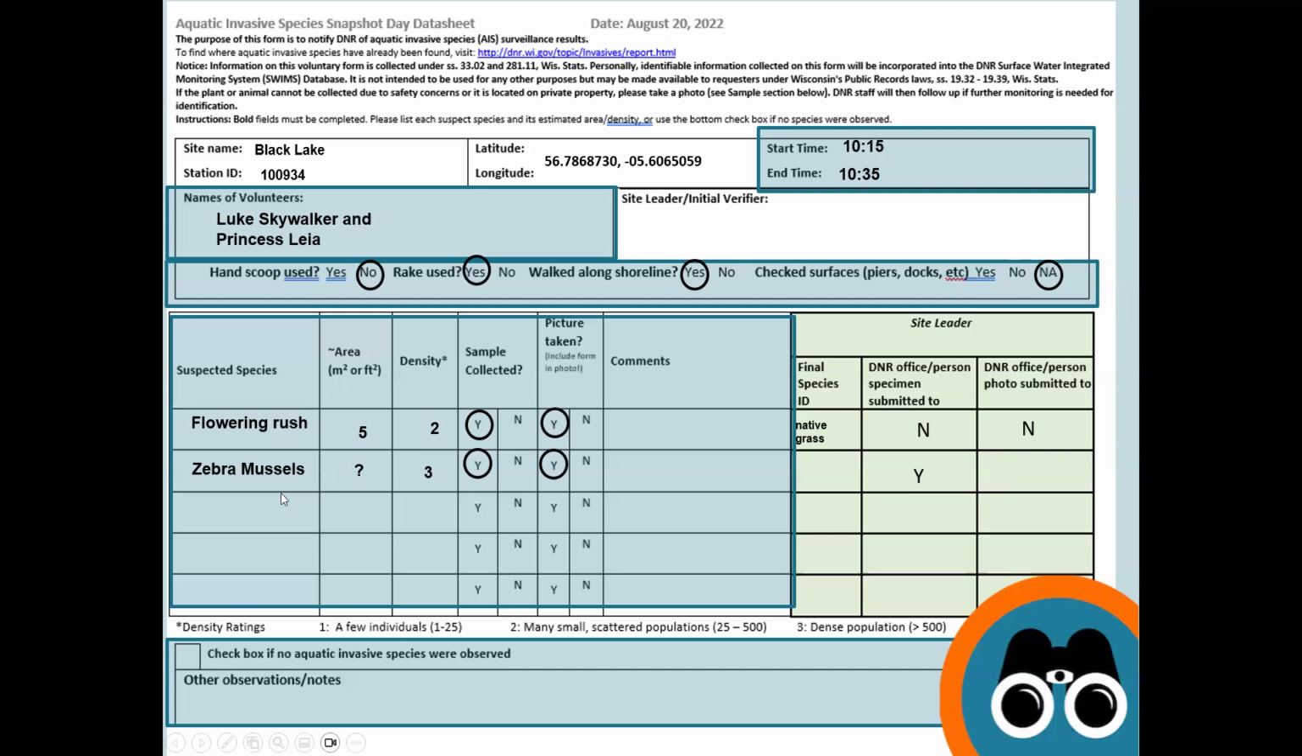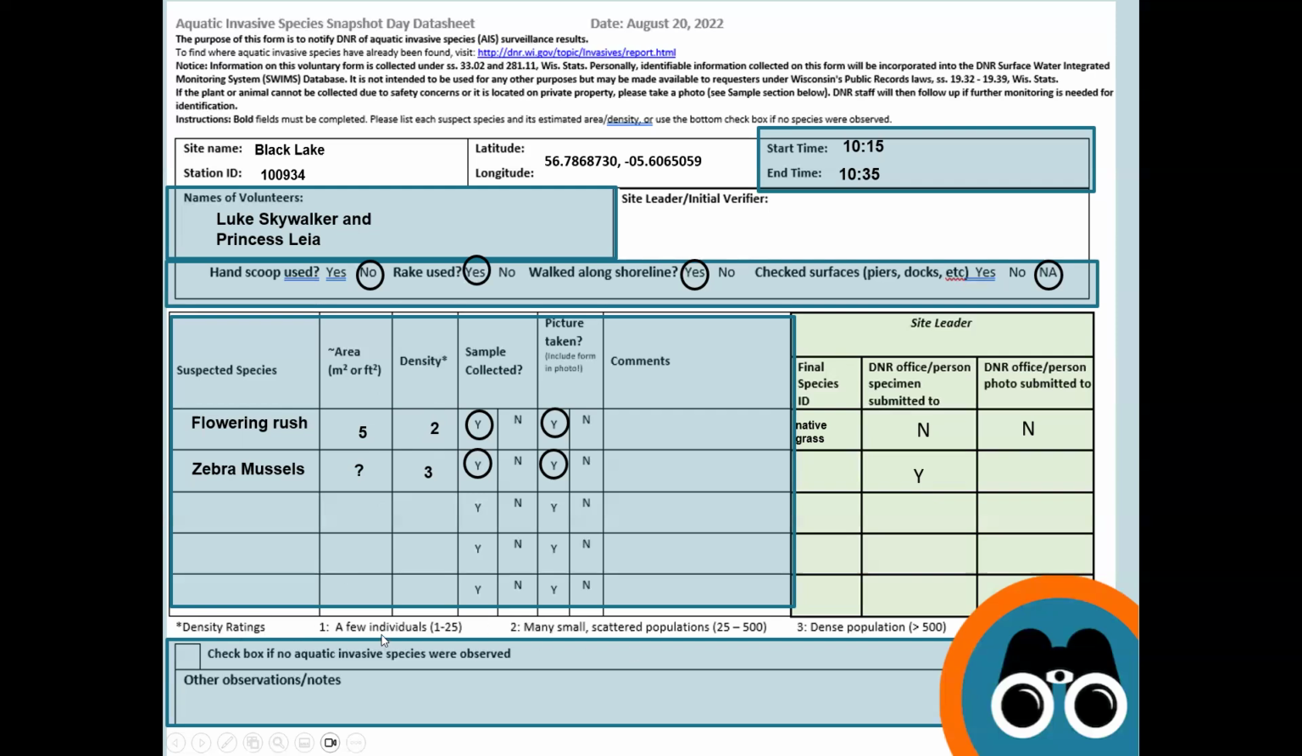And then in this next section, this is where you're going to put any suspect AIS you think you found. Just make your best guess here. So in our example, we have someone who thinks that they found flowering rush. We're estimating an area here, this person's estimating 5. Make sure you include units. I didn't in this example, but you should, if you're talking about feet or meters, whichever one that you're comfortable with. We ask you to choose a density rating. So this one you can see the density ratings are down here. So what are you seeing?